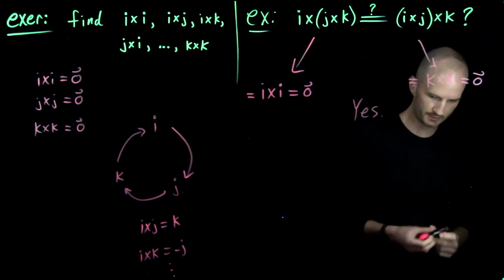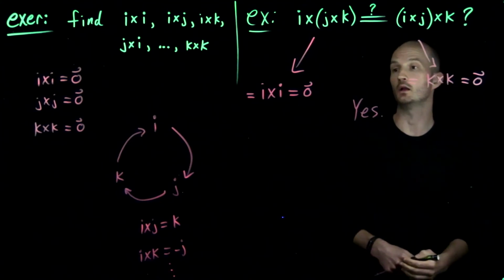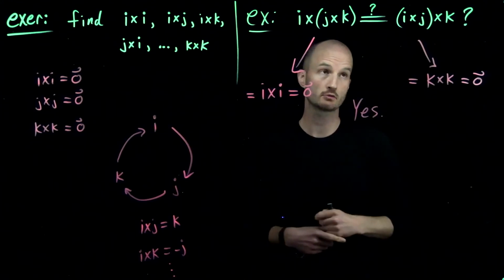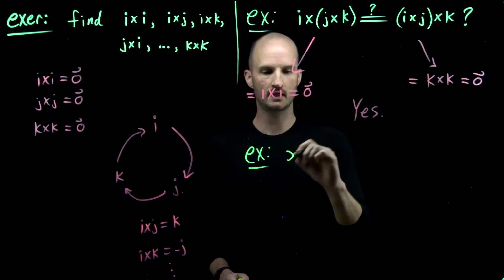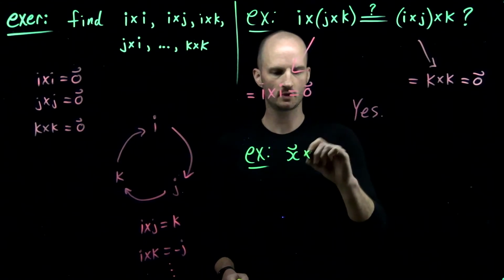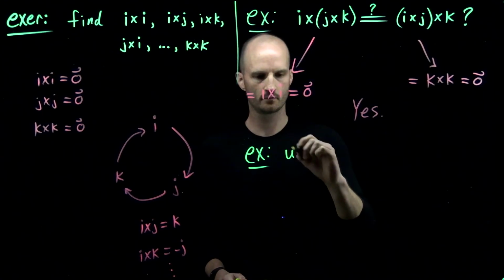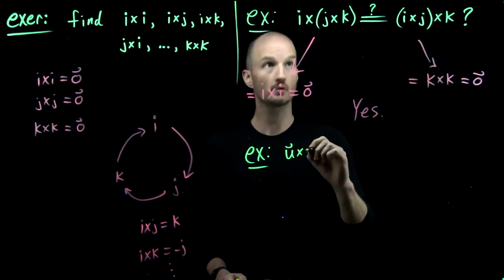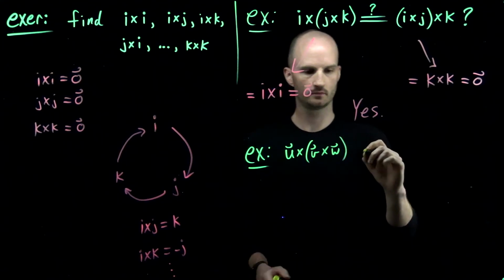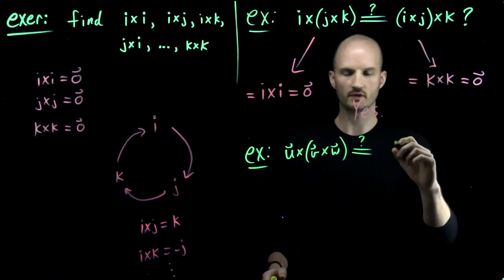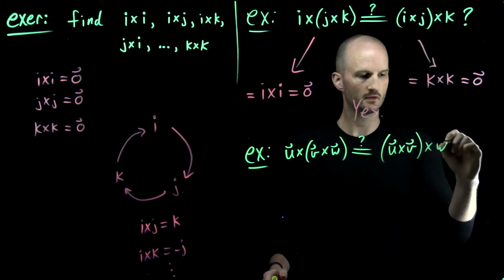So maybe the question becomes, well, okay, in this case, the two things are the same. But is that always the case? So let's write it like this, let's go u, v, and w rather. u cross v cross w. Does this always equal u cross v cross w, with the brackets placed differently?